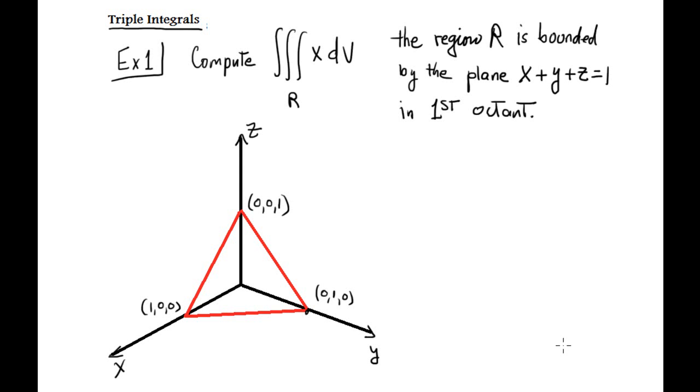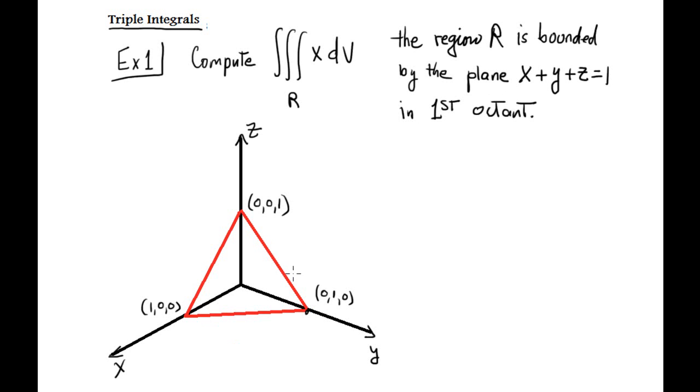Okay, this is the first example. This is easy. We compute the triple integral in the region R of the integral function x dV, and the region R is bounded by the plane x plus y plus z equal 1 and in the first octant.